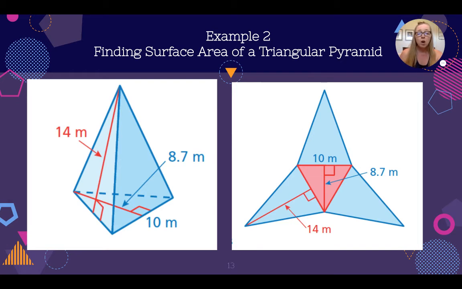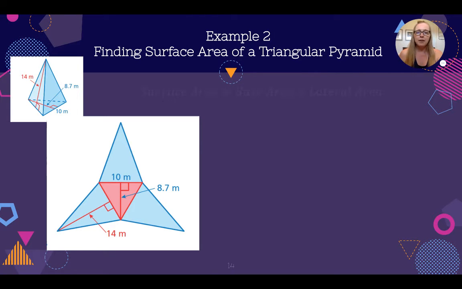The sides are all 10, but when we're finding the area of a triangle, we need the base and the height of the triangle. So our base has a base length of 10 and a height of 8.7. For our lateral faces, you can see when we unfold that your 3 triangles on the side are 10 for the base length with a height of 14.